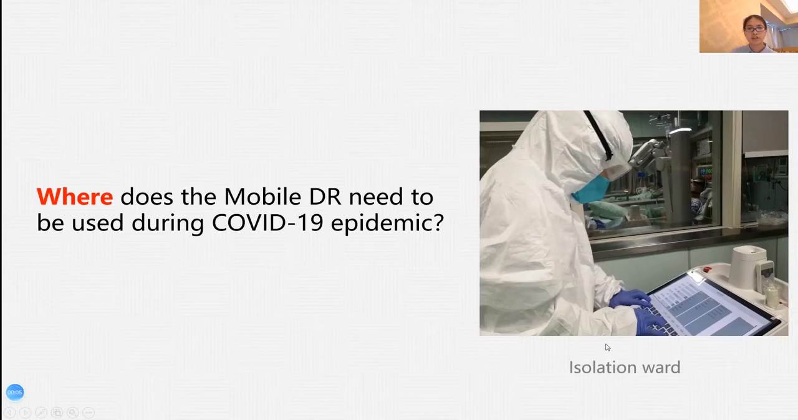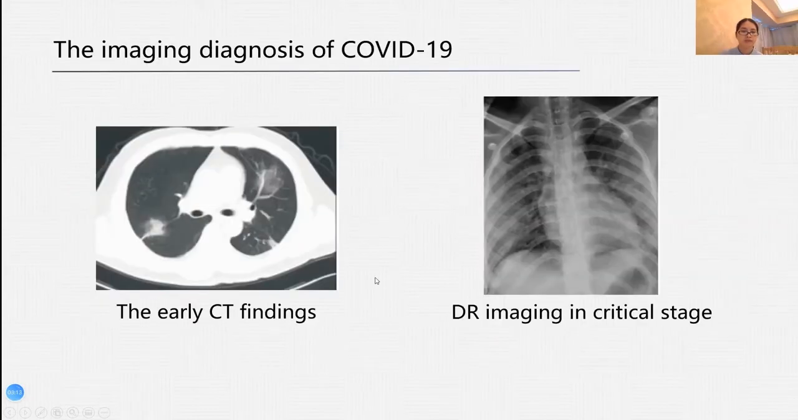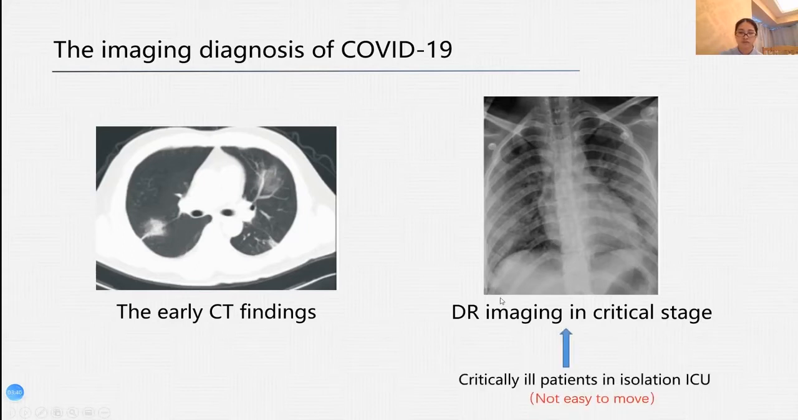Where does the mobile DR need to be used during COVID-19 epidemic? This is the isolation ward, and this is my colleague. As we know, at present, the gold standard of diagnosis in COVID-19 mainly depends on the detection of nucleic acid. Imaging diagnosis includes CT and DR, and CT can detect pulmonary abnormalities early and quickly. However, mobile DR is very important too, because it is difficult to move critically ill patients in isolation ICU. Meanwhile, mobile DR is mainly used to evaluate the efficacy and the progress.